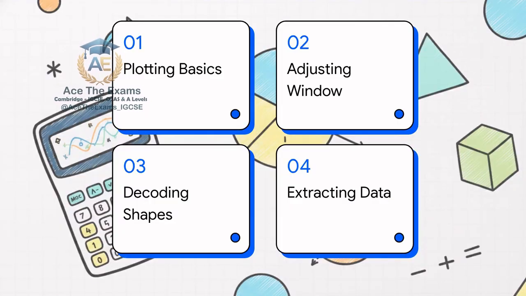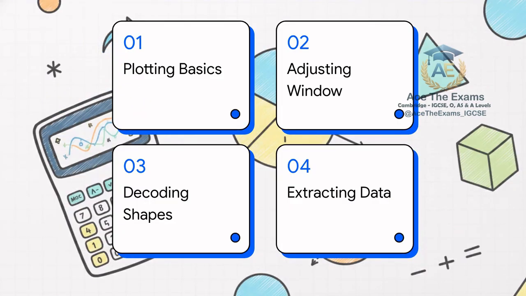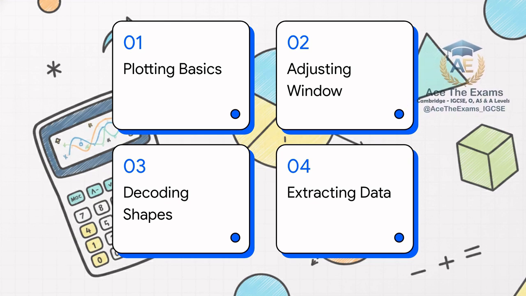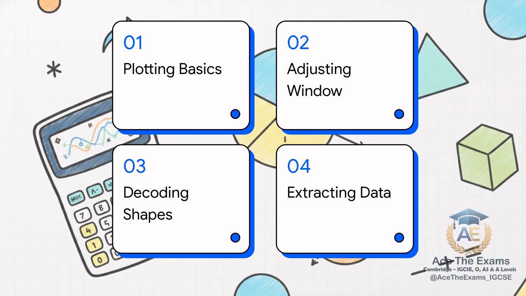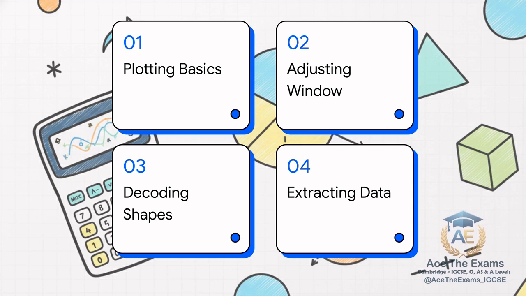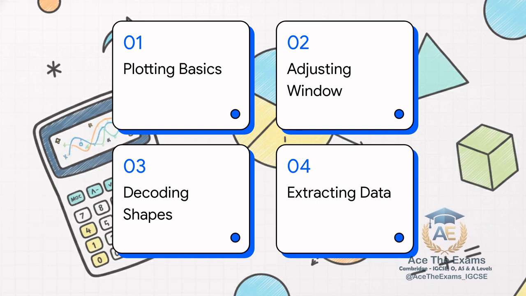Okay, let's dive right into this. We've got a structured map for the session, and we're going to master this beast in 4 clear stages. We'll kick things off with Level 1, plotting basics. Then we unlock Level 2, adjusting the viewing window. After that, we hit Level 3, decoding shapes. And finally, the ultimate goal, Level 4, extracting the data. This is exactly how we'll build up those calculator superpowers.